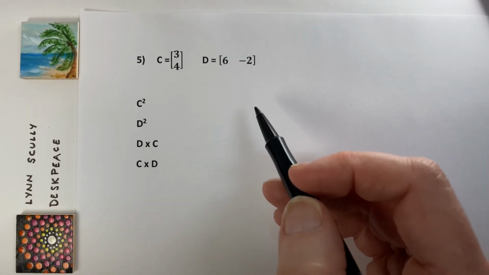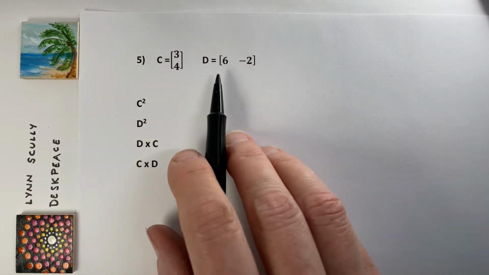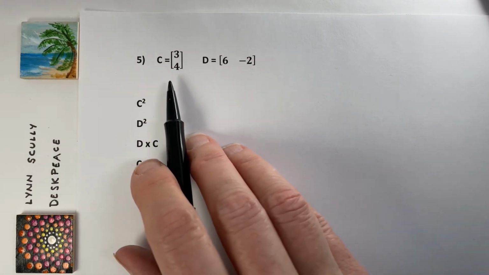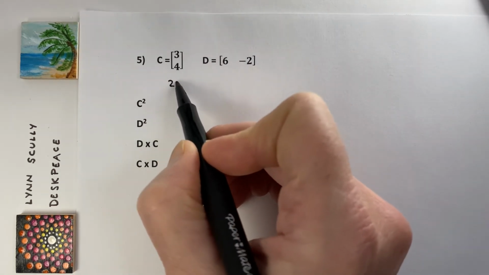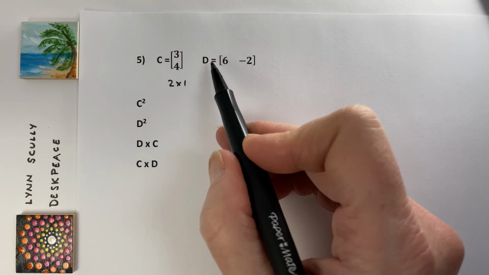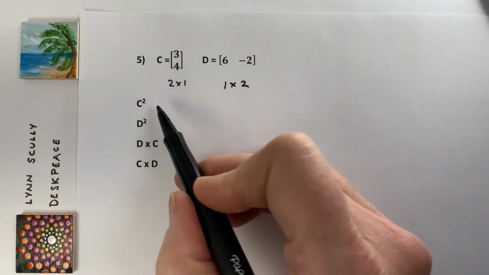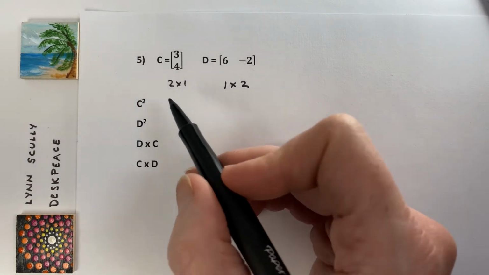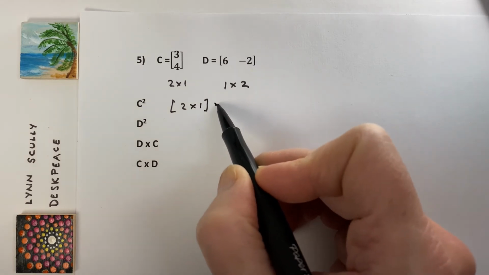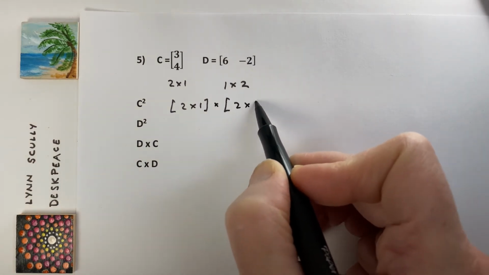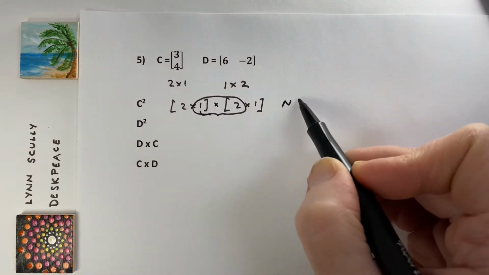I'm going to do quite a few of these for you because it can be a little complicated. So matrix C, matrix D. Let's just get the dimensions right away. The dimensions on C are 2 by 1, and on D, it's 1 by 2. Okay, so first I want to do C squared. First I have to investigate. It's going to be a 2 by 1 times a 2 by 1. Look, these don't match. No, it cannot be done.